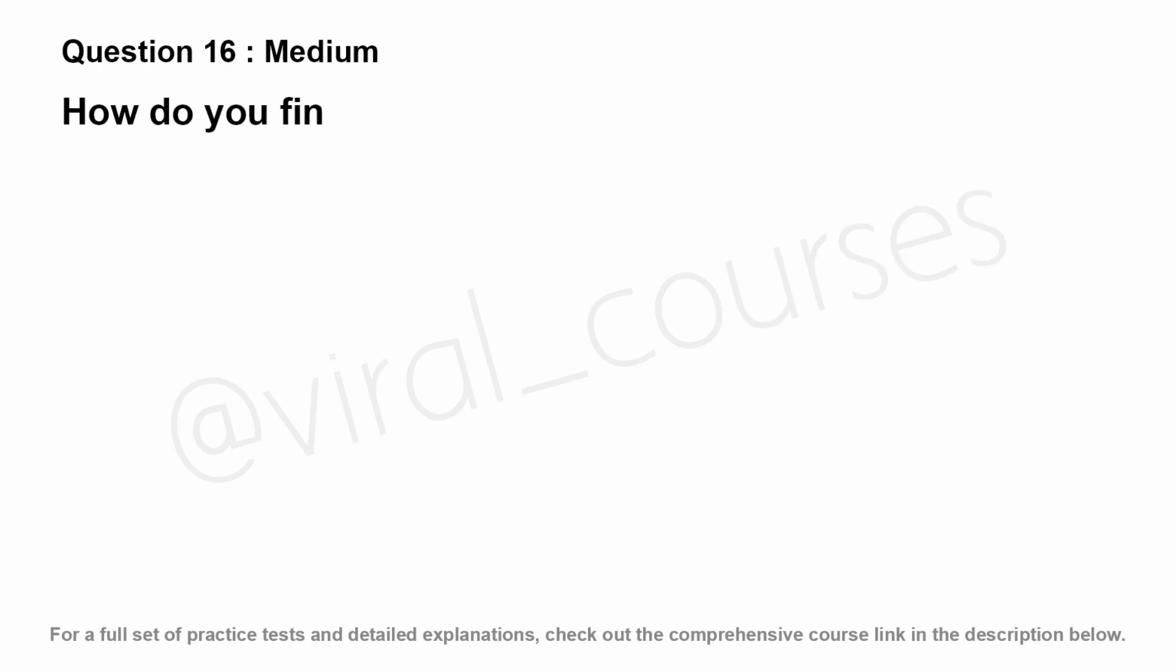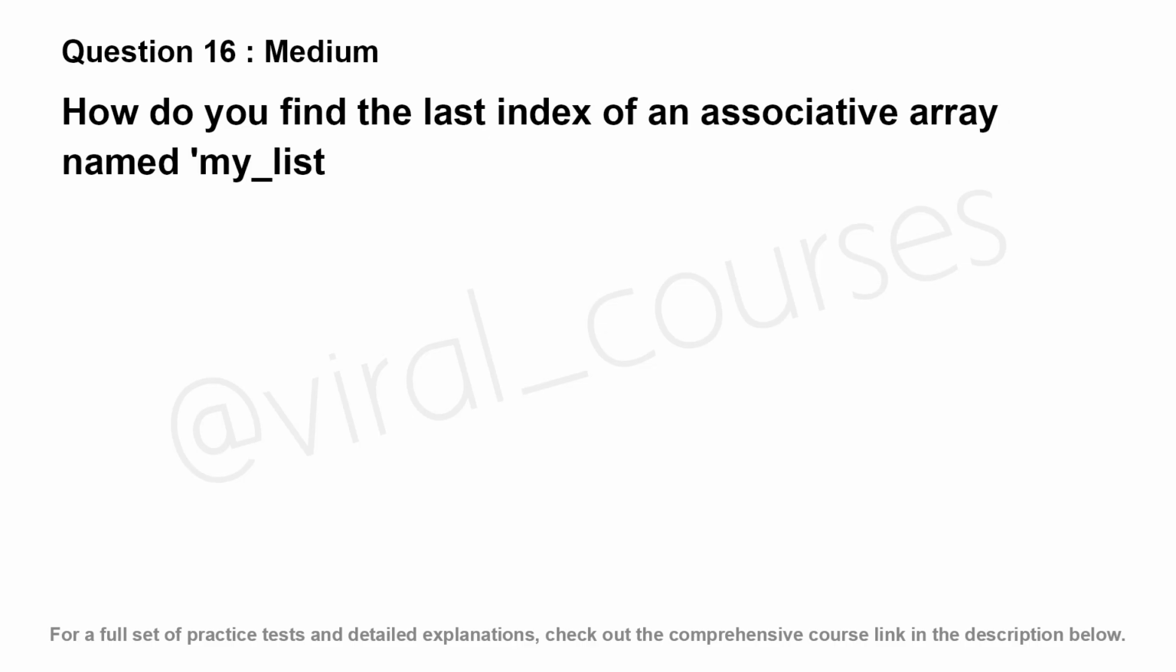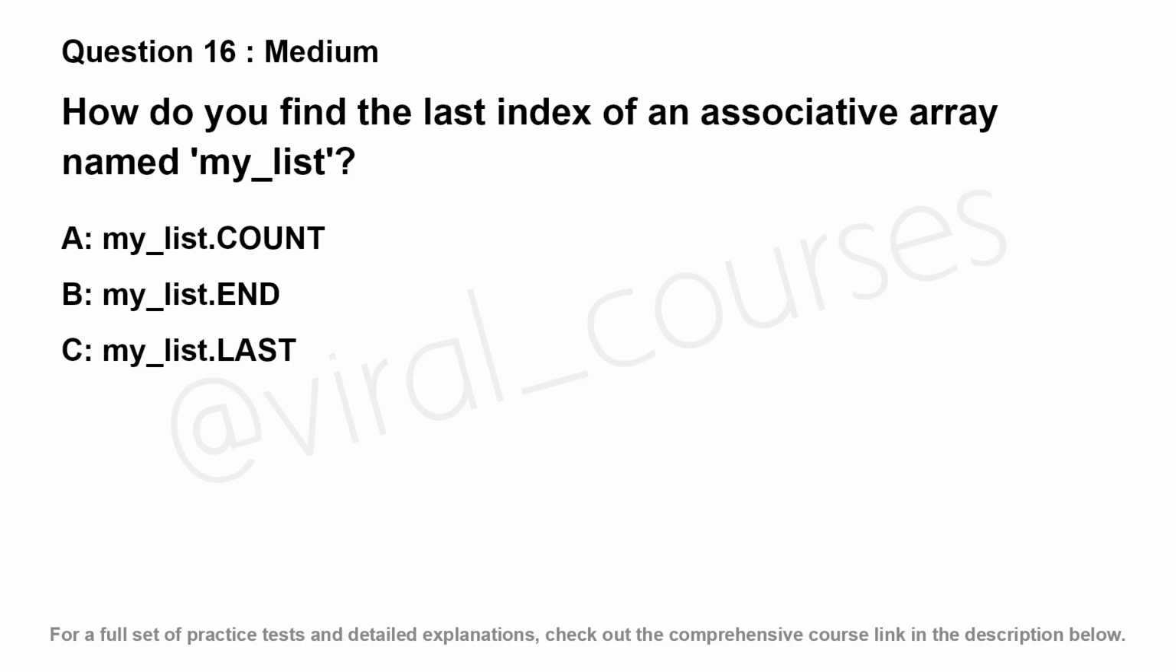How do you find the last index of an associative array named my_list? Option A, my_list.count. Option B, my_list.end. Option C, my_list.last. Option D, my_list.final.